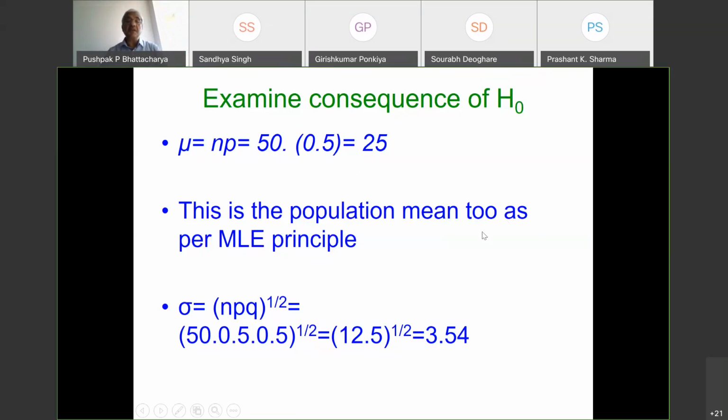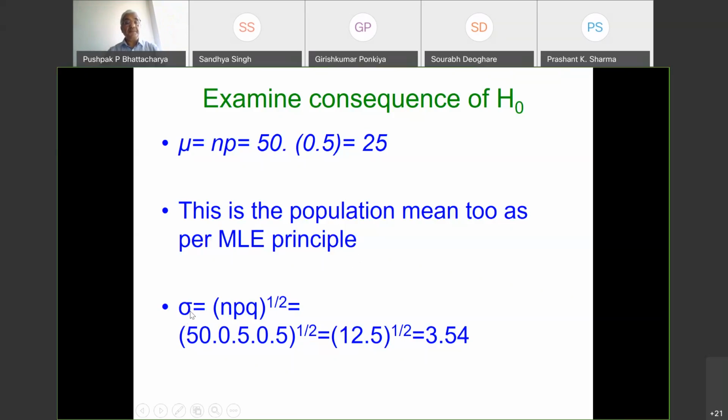So this is the population mean as per the maximum likelihood estimate principle. If the accuracy is 0.5, if the named entity identifier is doing random guessing, then out of 50, 25 words are expected to be correct. Every time I take a sample of size 50, and with a sufficiently large number of such samples, size fixed at 50, I'll cover the whole population. And the mean number of correctly tagged words out of a sample of 50 will be 25.